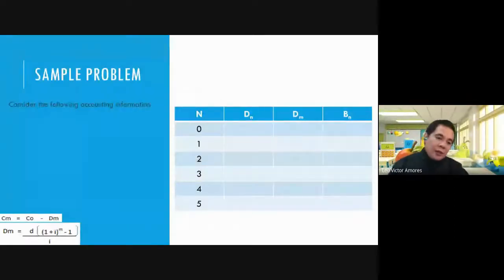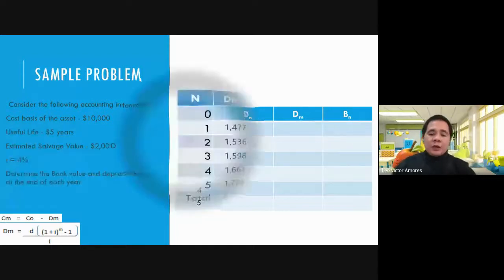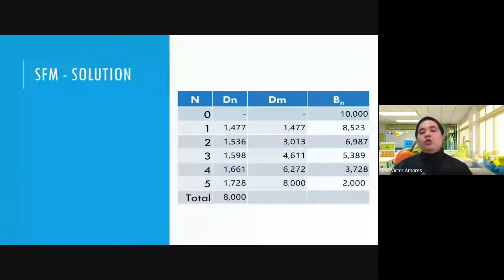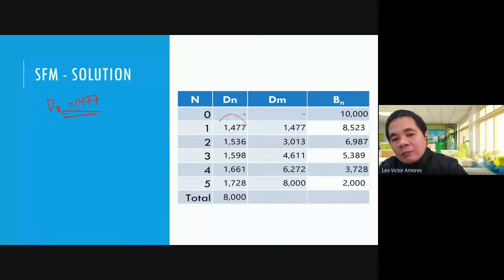If you look at the problem, when it comes to the solution, since we already know that the depreciation value is equal to 1477, that is supposedly per year, that will be your depreciation value. But I placed it here because I already considered interest for a better appreciation.